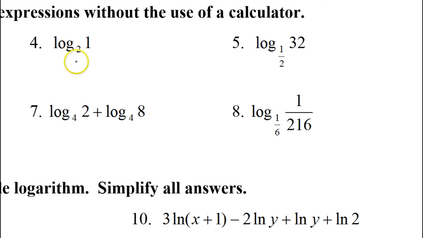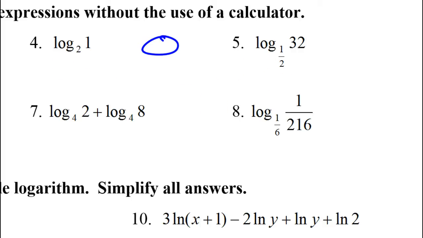All right, so number 4. You should know this straight from the cranium. What's the answer? 0. 0, okay? Because you're supposed to look at this and think, 2 to what power is 1? All right? 2 to the 0 power is 1. So it had to be 0.